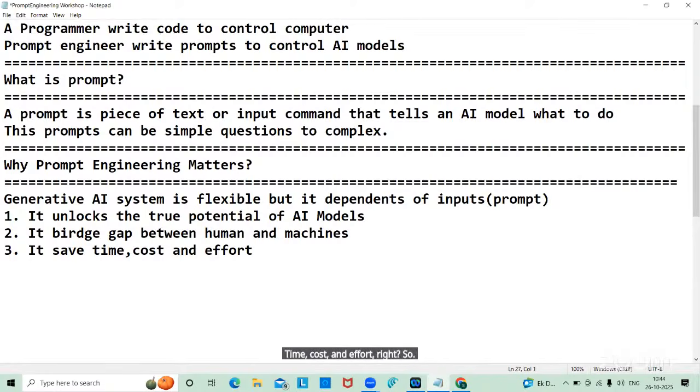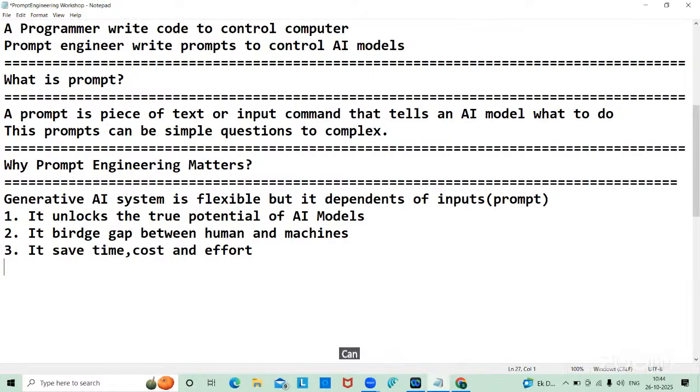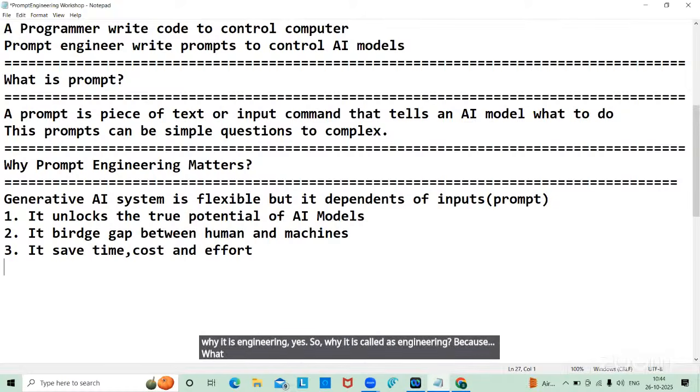How is prompt engineering helpful in saving time, cost, and effort? Can anyone explain this? Real time examples, right? Why is it called engineering? Because what is the role of an engineer? To construct, right? Construct.